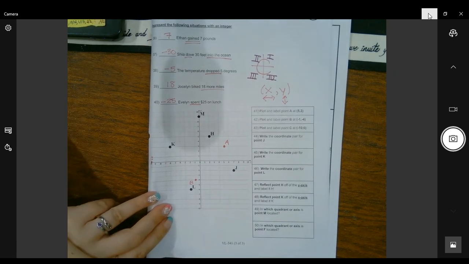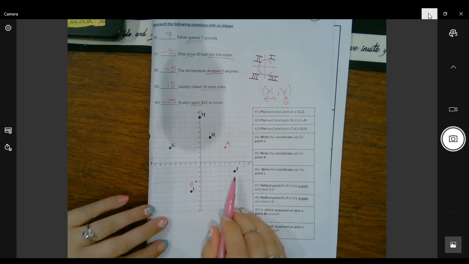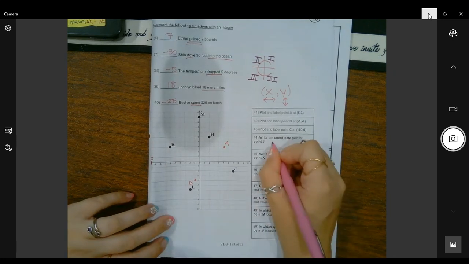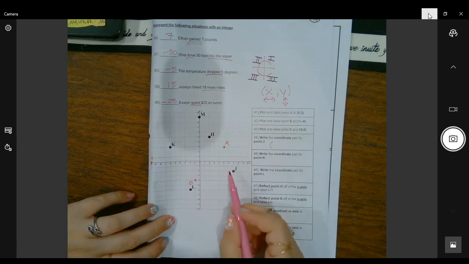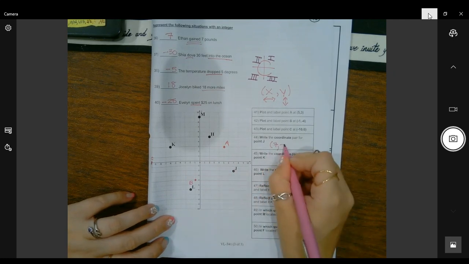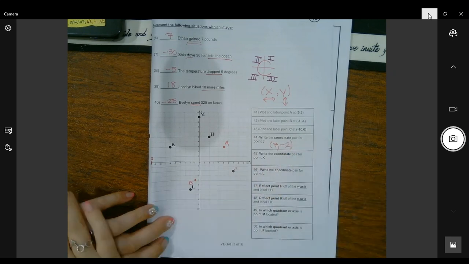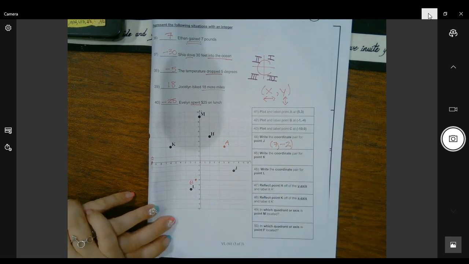Okay, the next one says, write the coordinate pair for point J. So for point J, I want to say which direction it went, and it went right 7. And then did it go up or down? It went down, so that's negative. And how many down did it go? It went down 2. So that coordinate point would be (7, -2).